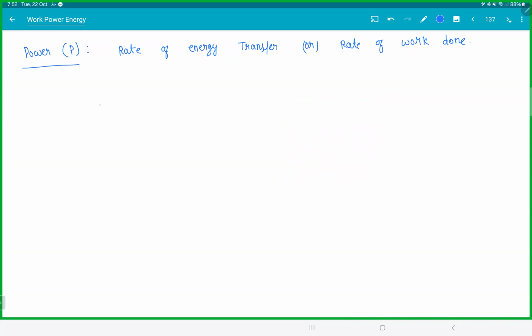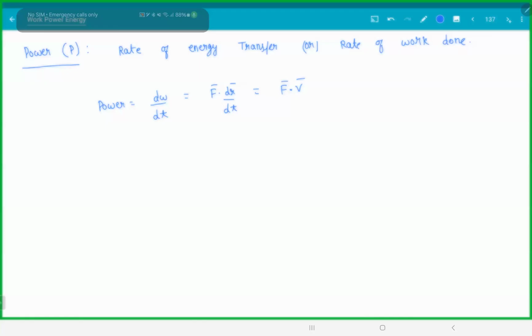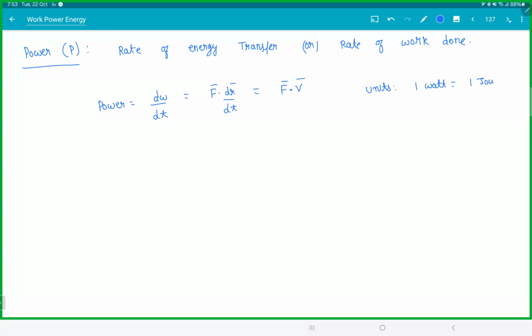Think of it like that. So the definition, power is simply dW by dt. And we know dW is F bar dot dr. We have done this in the power method. dr by dt is velocity. So it's a dot product of force and velocity. Units are watts. So 1 watt is 1 joule per second. Sometimes you'll see something in horsepower, which is 746 watts. Sometimes you'll see 1 kilowatt hour.